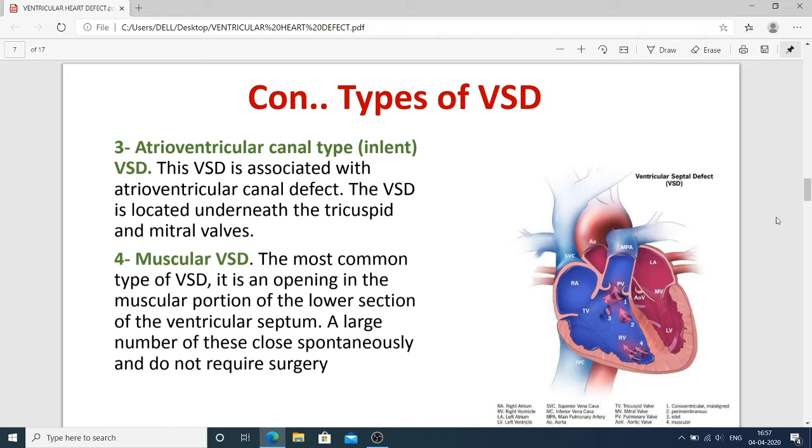Then the muscular VSD, the most common type of VSD. It is an opening in the muscular portion of the lower section of the ventricular septum. A large number of these close spontaneously and do not require surgery. You can clearly see it in the diagram. I hope you understand this. If you feel any difficulty understanding this, I am here to help you. Do not worry at all.